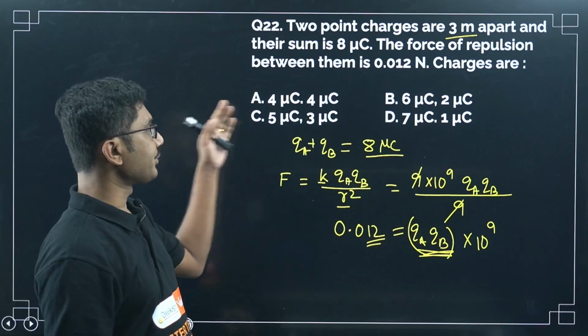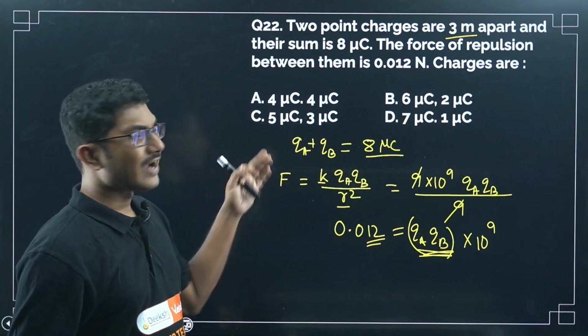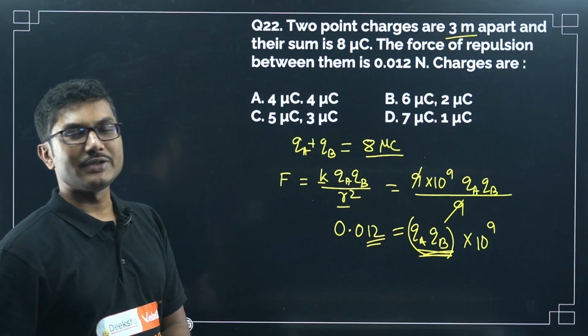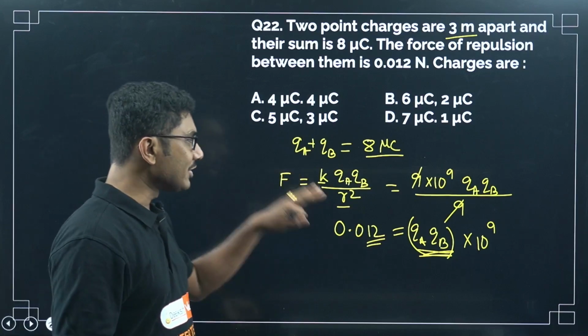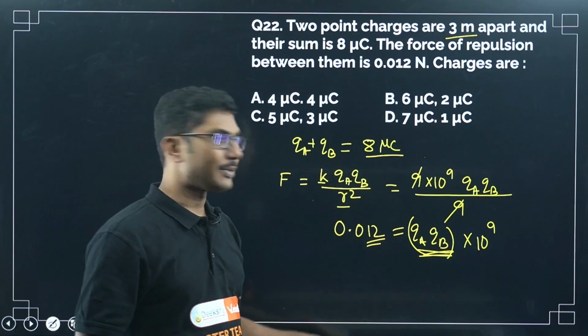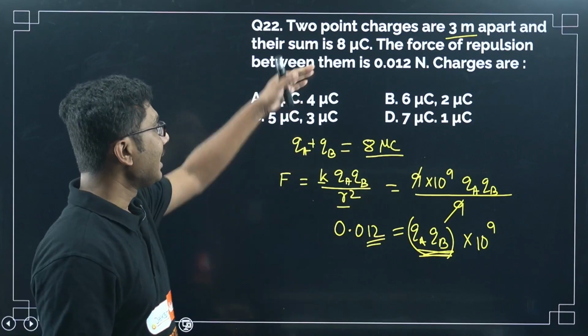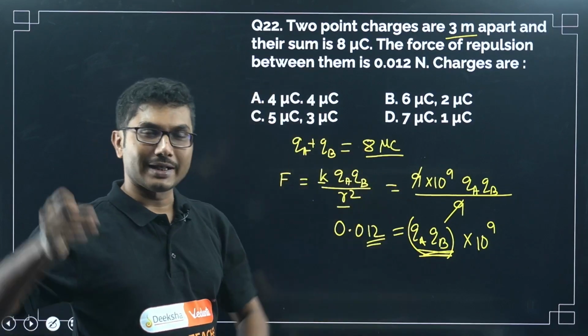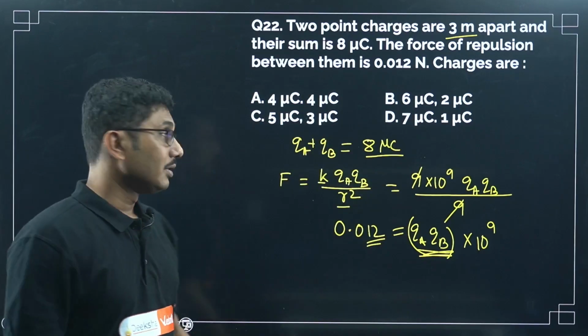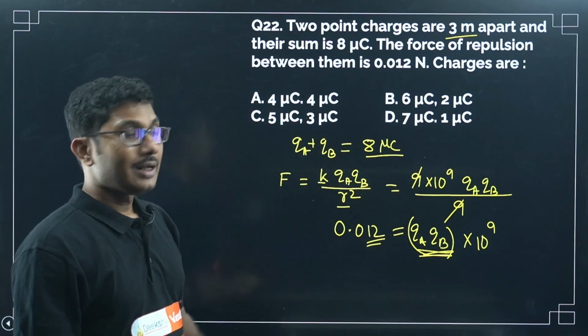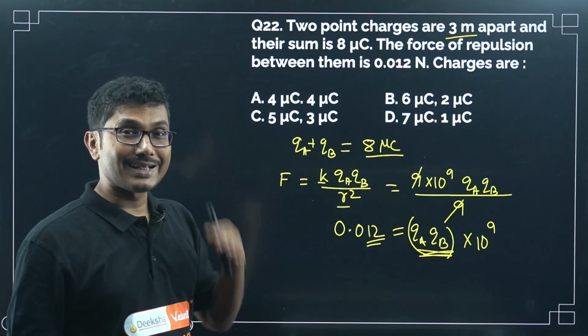Now check the options. How many options can you find where the multiplication gives you 12? This is the logical solution. You can do all the mathematics, put the values here and solve them by subtracting QA, QB and solving a second order equation, but this is not that. This is a KCET level question.